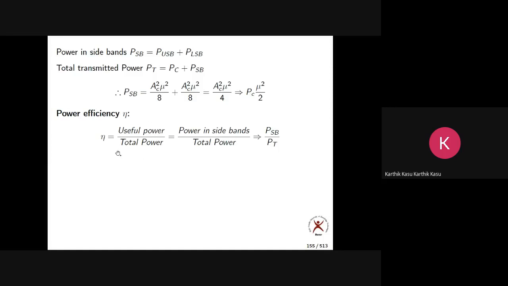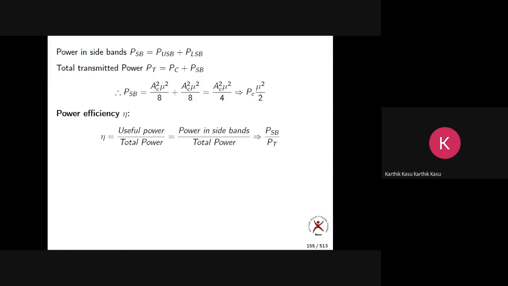So what does it mean? Suppose total transmit power is 100 watts. Let us take it in simple terms: only 1/3 is useful. In that 100 watts, only 33.33 watts is carrying our useful information, and the remaining around 67 watts is not carrying our useful information.